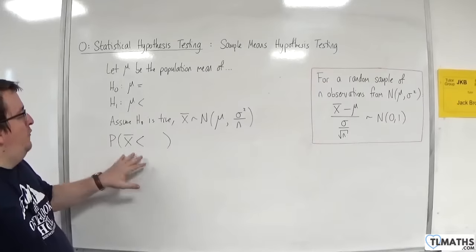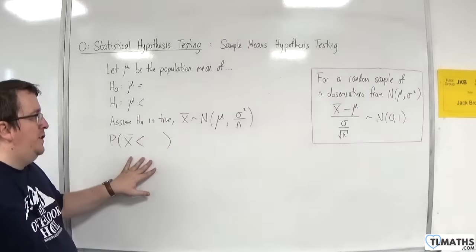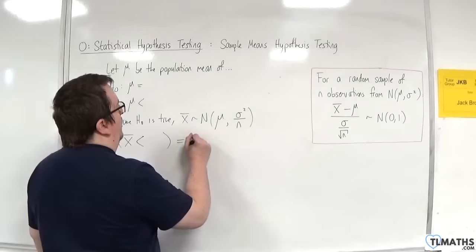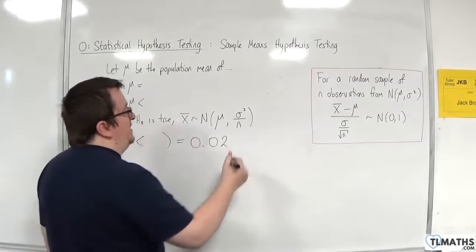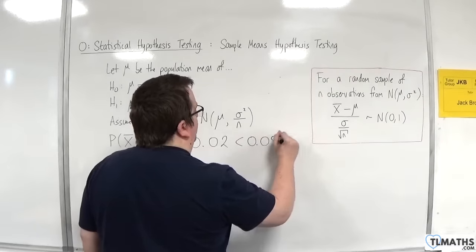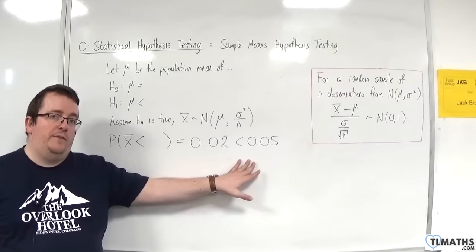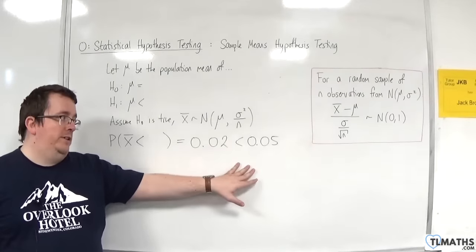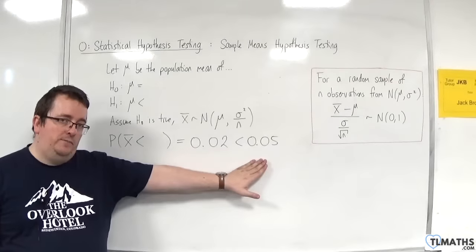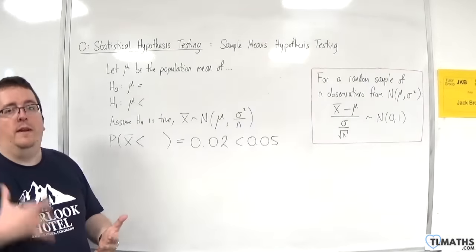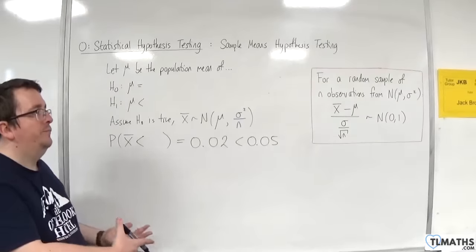Okay, so this is using the p-value method here. If the probability that you get, let's say, is 0.02, and it's a 5% significance level, that's less than a 5% significance level. So the result is significant, and so we reject the null hypothesis because the p-value is less than the significance level. And then we write a conclusion in context that is non-committal, just like we would with the binomial.